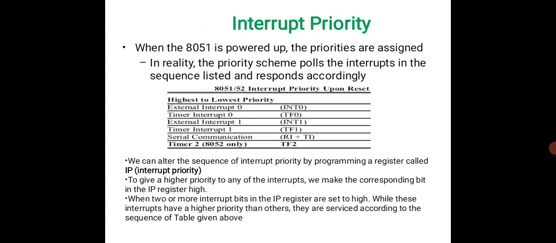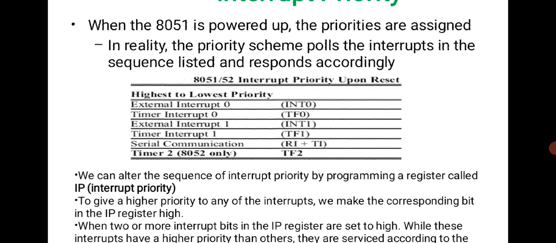And coming to the interrupt priority, when the 8051 is powered up, the priorities are assigned as present in the table. The highest priority is given to INT0, the next is timer interrupt 0, then external interrupt 1, then timer interrupt 1, then serial communication, and the last one is for timer 2, which of course we don't have in the 8051.